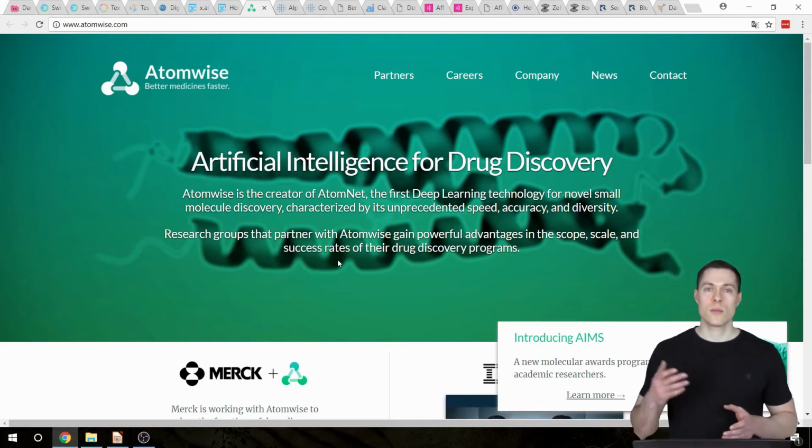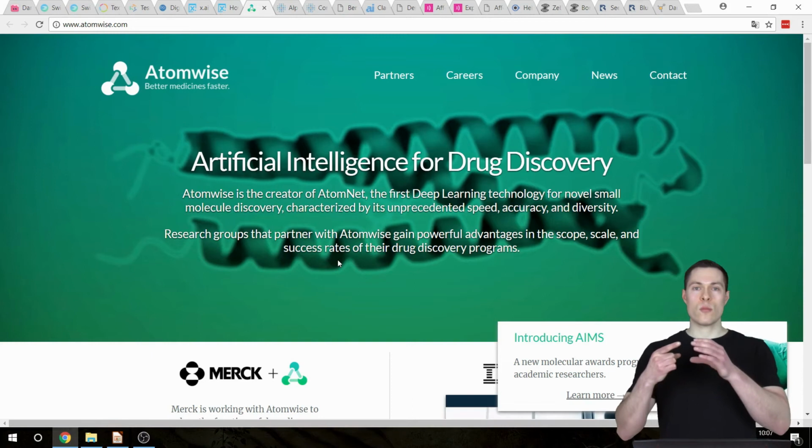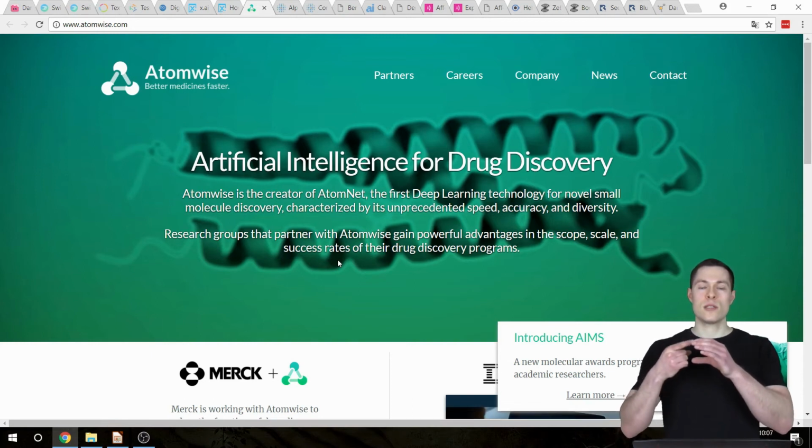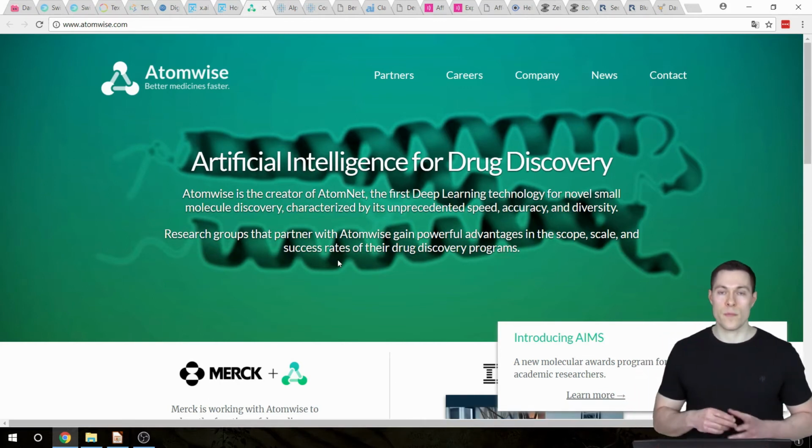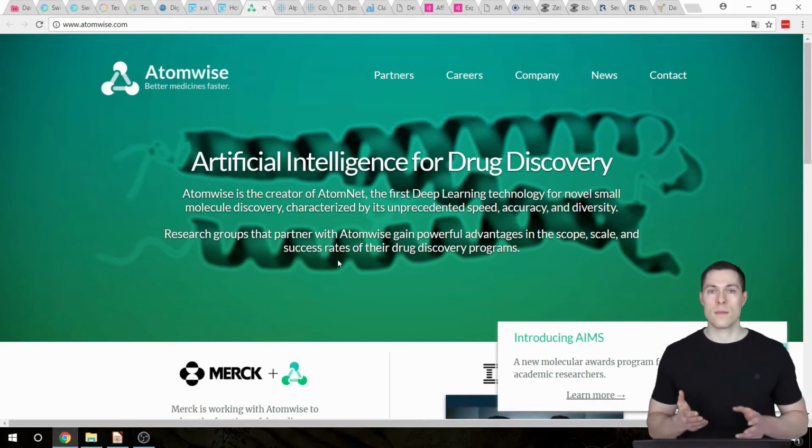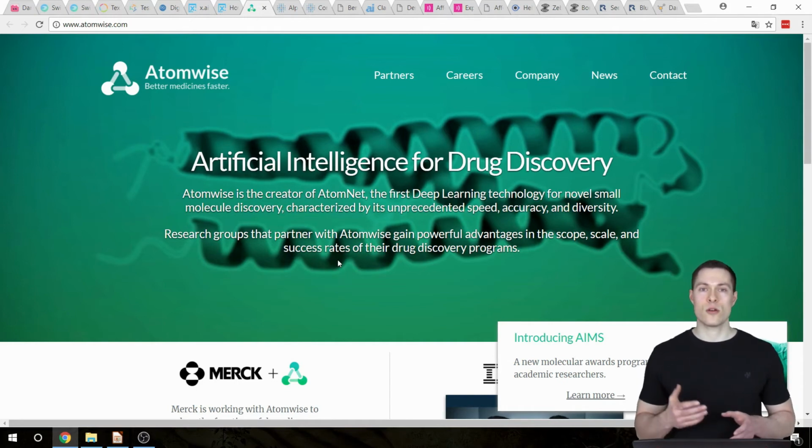So for example, maybe it will predict that for key number 1, there's a probability of 10% of being effective. Key number 2, 90%, key 3, 60%. Then you would obviously focus your efforts on key 2 because it's the most promising one. And that's how Atomwise can save a lot of time and resources in bringing a drug to market.